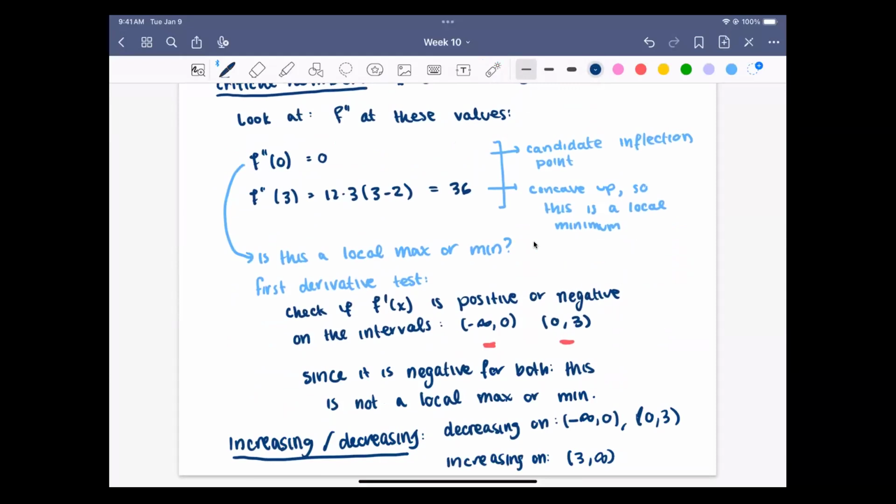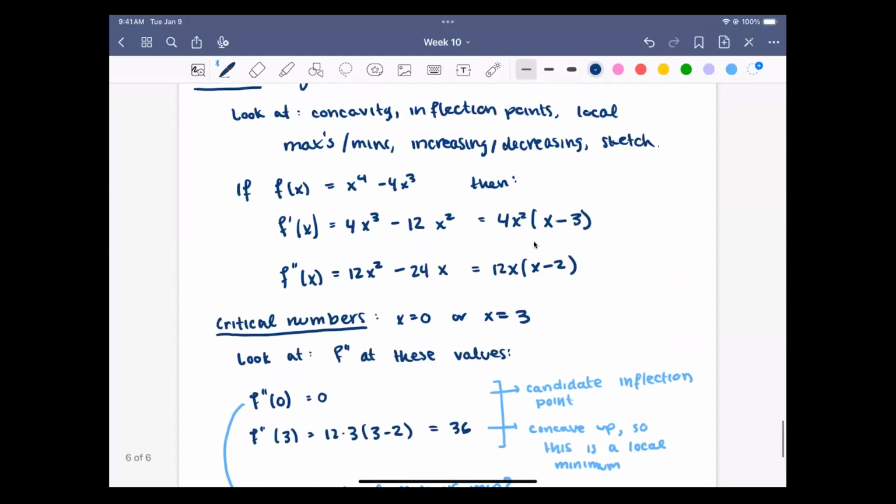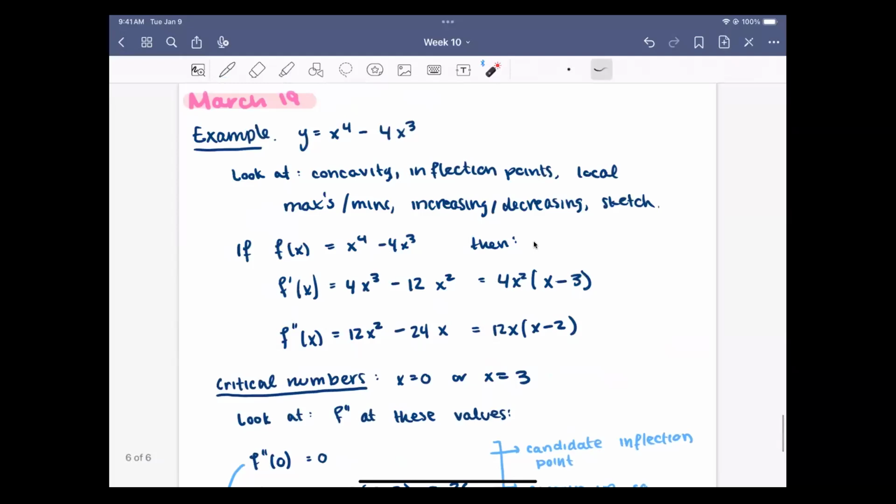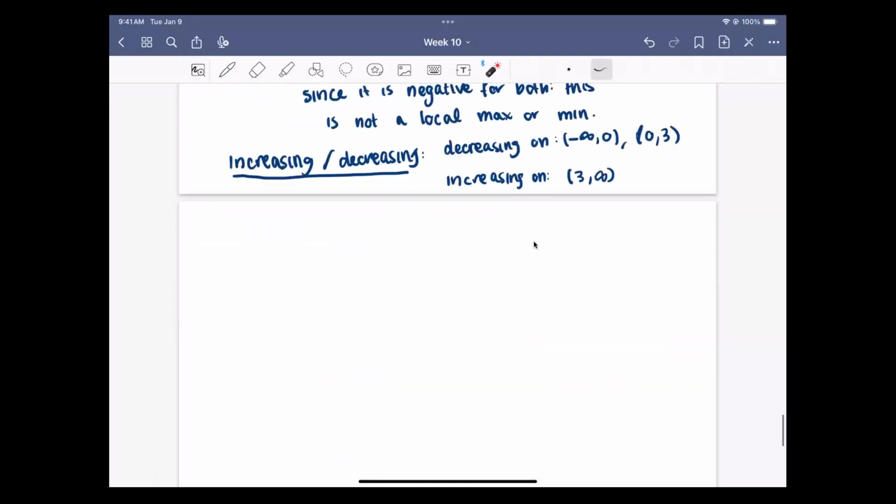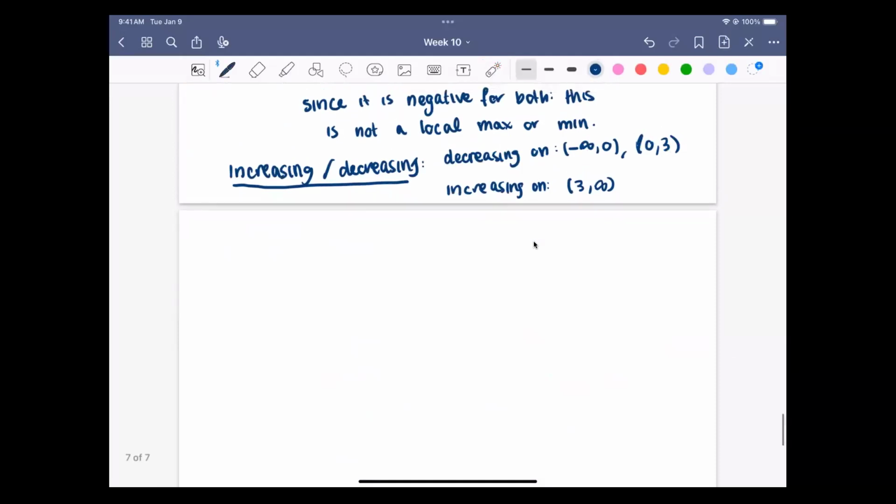Okay, so now let's look at what we wanted to know about this graph. So we figured out the local maxes and mins and also where it's increasing and decreasing. So let's do the concavity now, and then we'll be able to sketch it. And the inflection points. So let's do inflection points first.